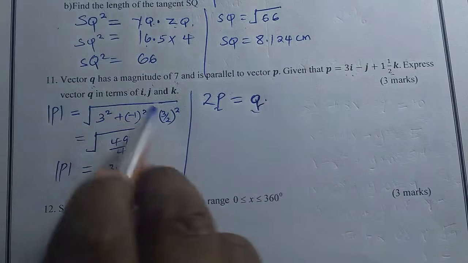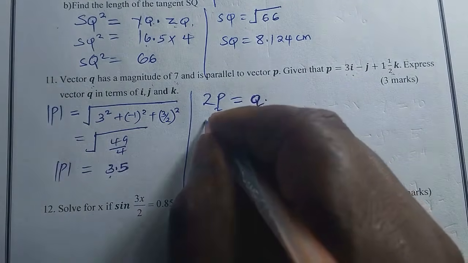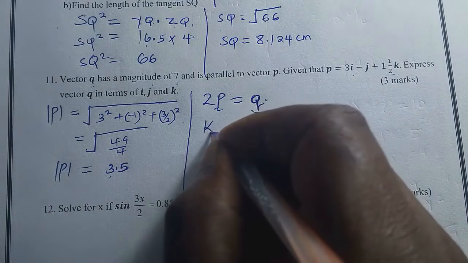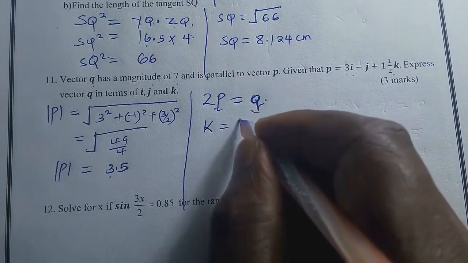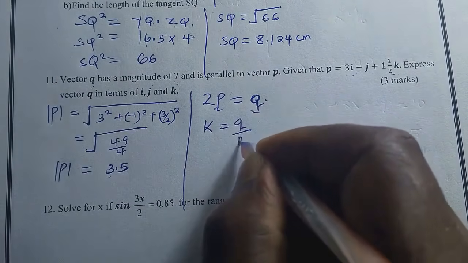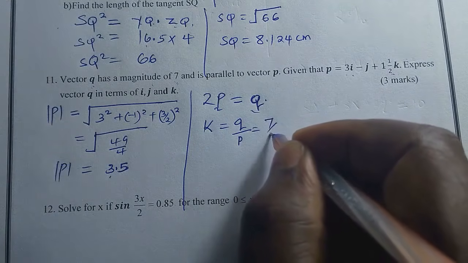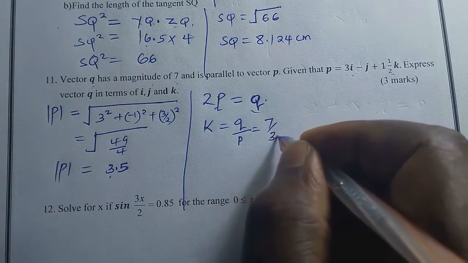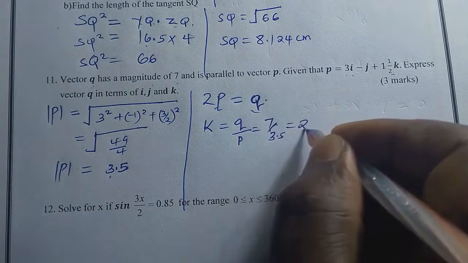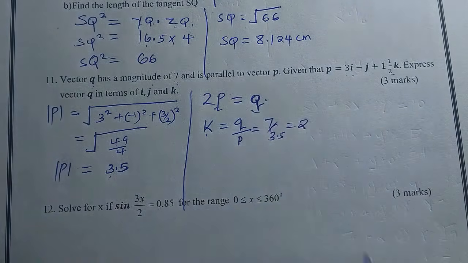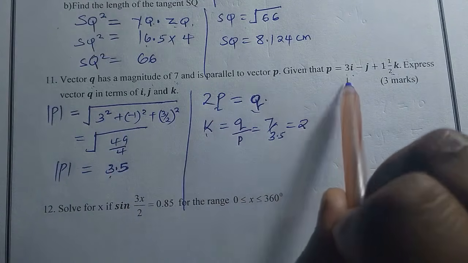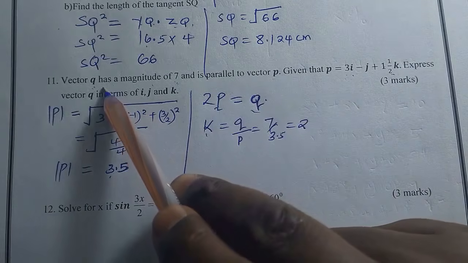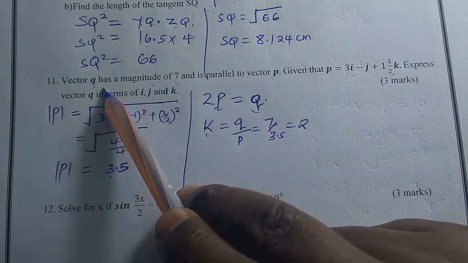Because if we have a constant K, meaning that Q divided by P, that is 7 divided by 3.5, and the answer is 2. So our K, the constant, is 2. So that's why I've said from the look of things that Q is twice P.